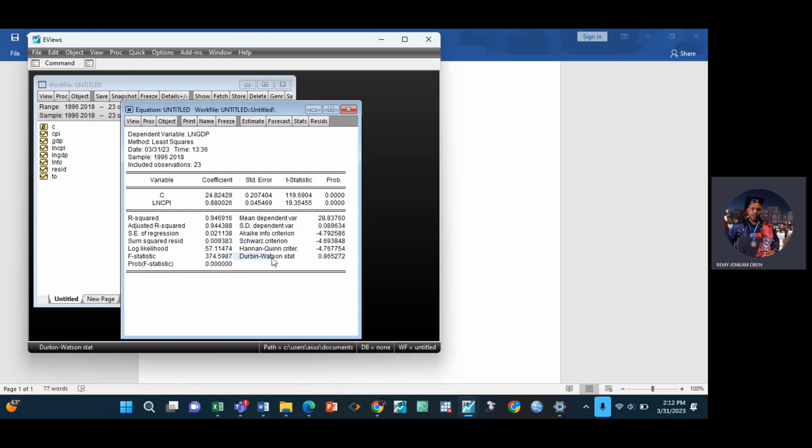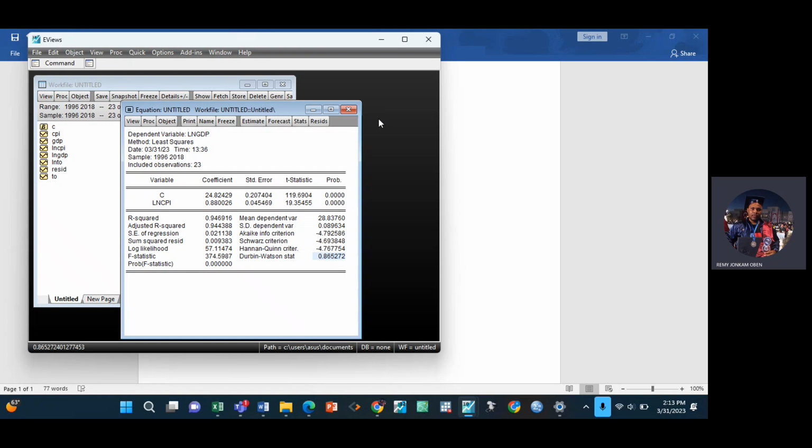Durbin-Watson statistic, we use it for autocorrelation. We'll see it later. So Durbin-Watson statistic, as a rule of thumb, it should be around 2. If it is around 2, it means there is no autocorrelation in the model. It ranges from 0 to 4. If it is around 2, it means there is no autocorrelation. But if it is above 2 or below 2, it means there is autocorrelation.